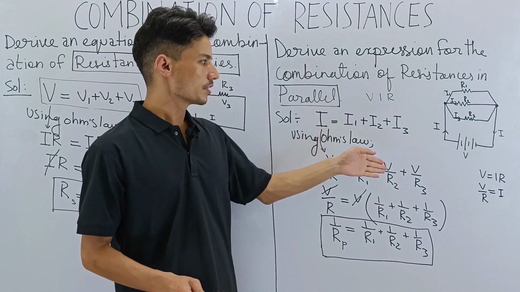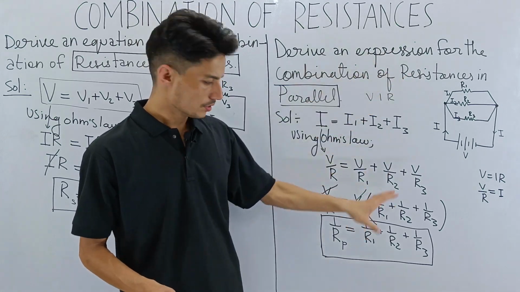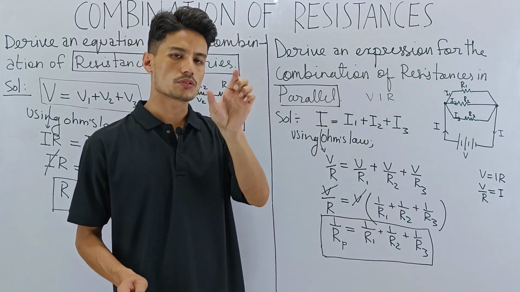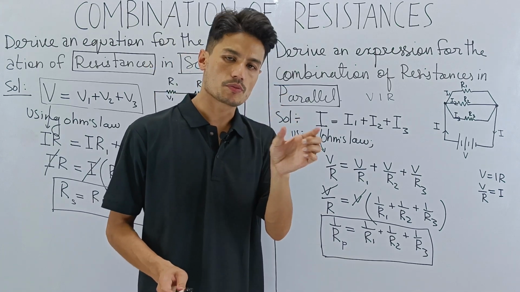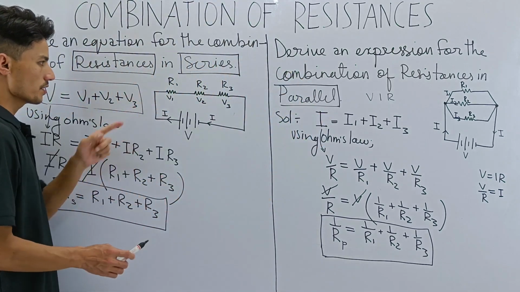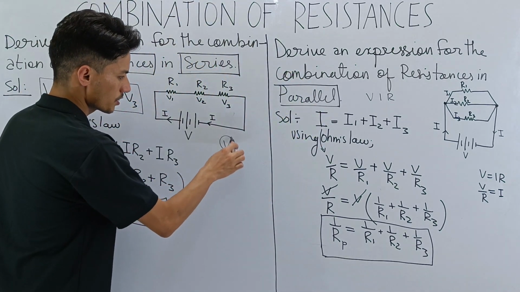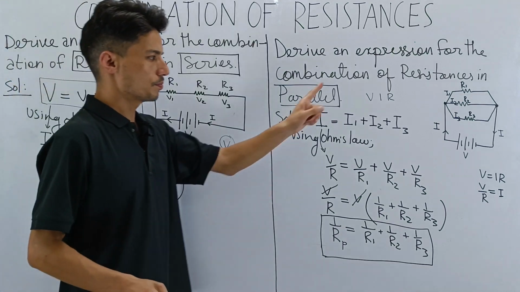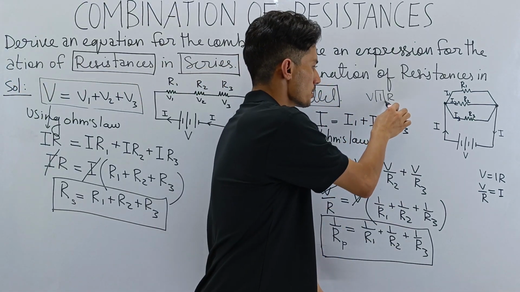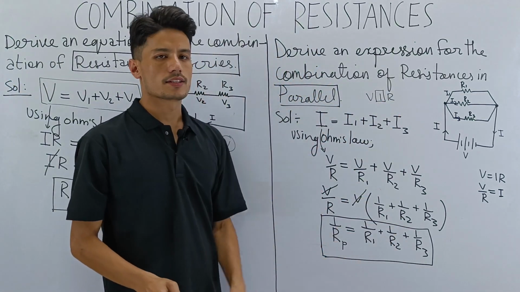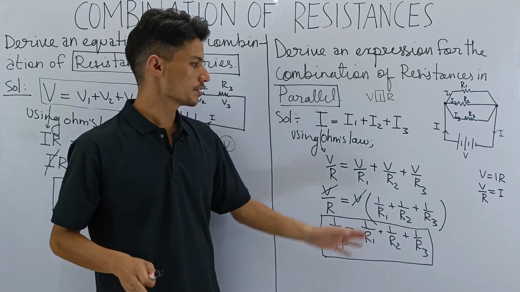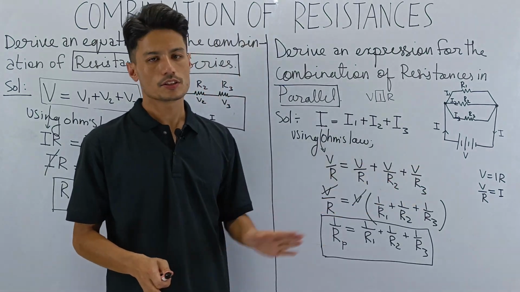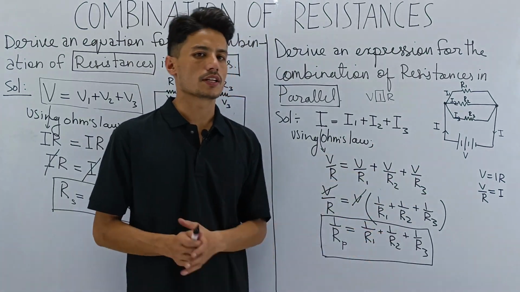We always start, for deriving this derivation, with the quantity which changes. So for series, it is V which changes, so we start with V. For parallel, it is current which changes, so we start with current. That's it. And use Ohm's law. You get the answer. Automatically, the steps will give you the answer.